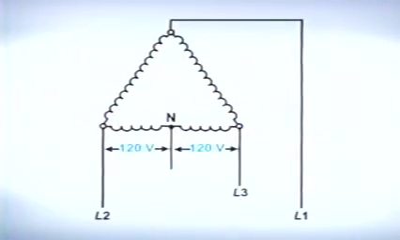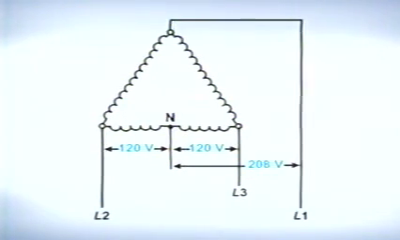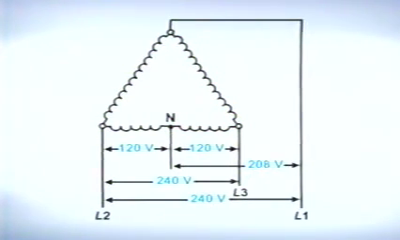Voltage measurements from either L2 or L3 to neutral will yield readings of 120 volts. A voltage measurement from L1 to neutral, however, will yield a reading ranging from 180 to 208 volts. This reading is higher than the other two because the transformer is a high leg delta. Voltage readings between any two hot legs will produce readings of 240 volts.